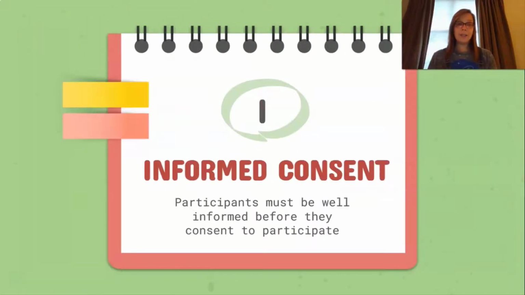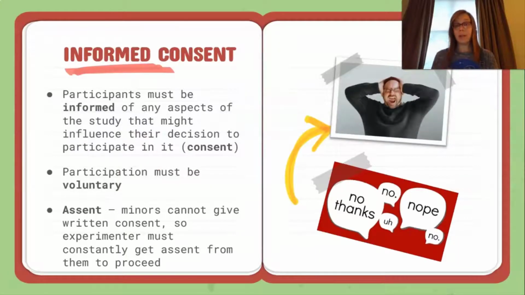All right, our I stands for informed consent. So this idea is that participants should be informed before they can consent to participate in the experiment. What do we mean by that? We mean they need to be informed of any aspects of the study that might influence their decision to participate or not. So their participation must be voluntary, it cannot be forced.